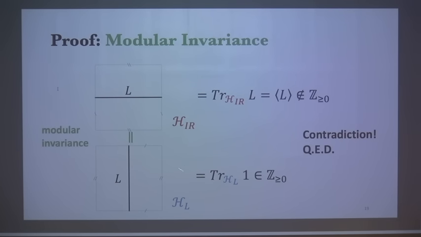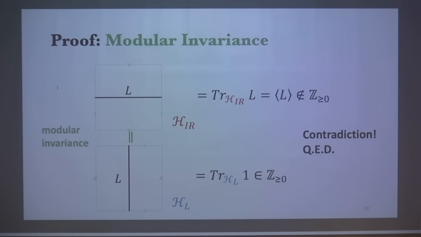A priori, we don't know much about this defect Hilbert space. But for it to be a sensible Hilbert space, the number of states better be a non-negative integer. That much we know. But on the other hand, by assumption, the VEV of the line is not a non-negative integer, and therefore we reach a contradiction, and hence we have proven the theorem.